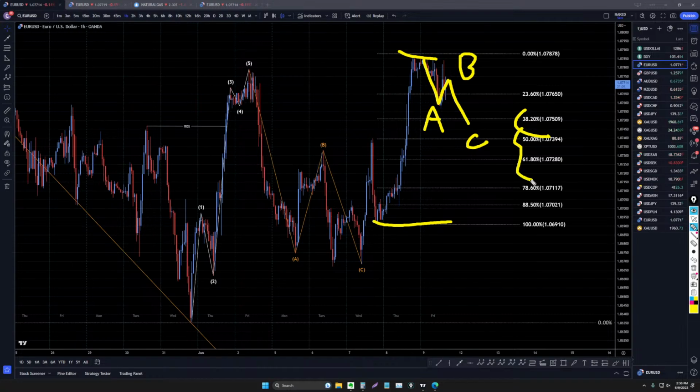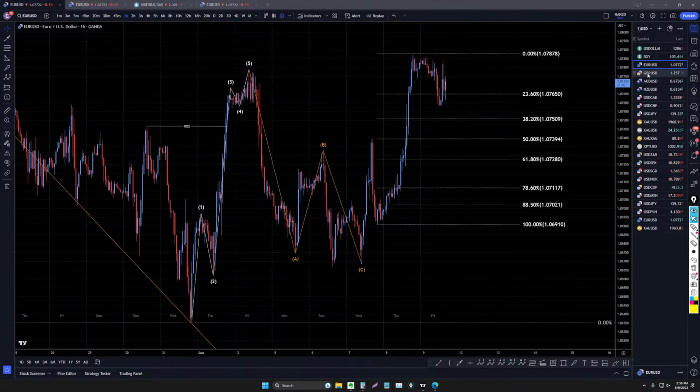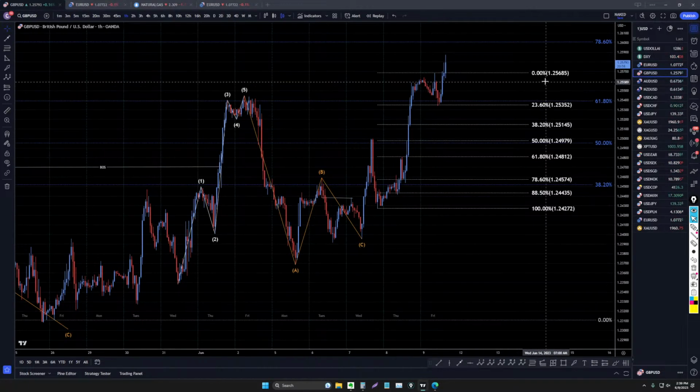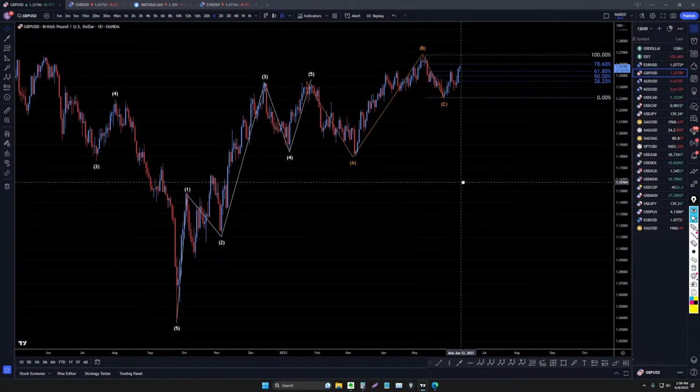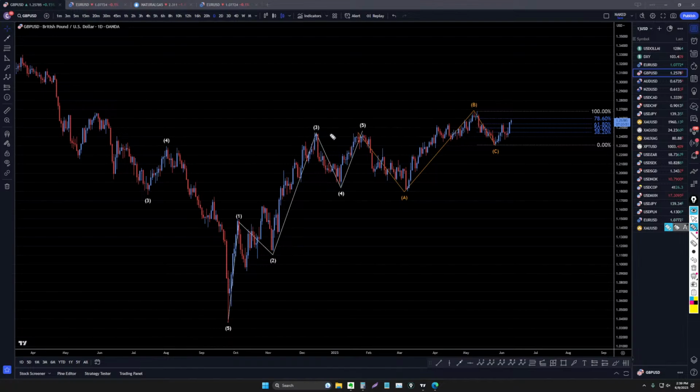I think it'll turn at one of these fib levels and keep on trending up. The trend definitely looks like it's still up on pretty much all the dollar pairs. Let's go look at the pound dollar. The pound dollar, once again, is one of the strongest ones. For some reason, the pound has been very, very strong lately.